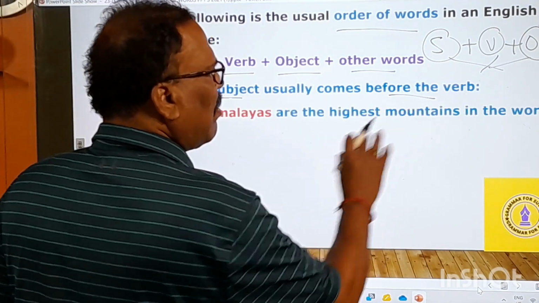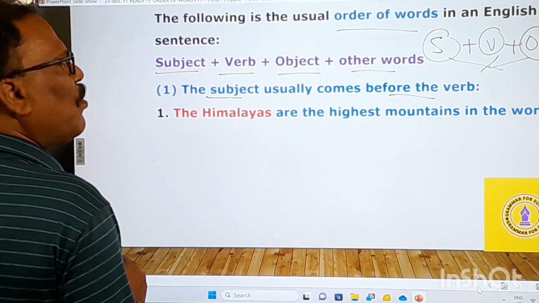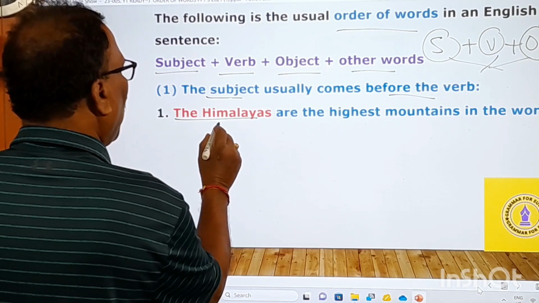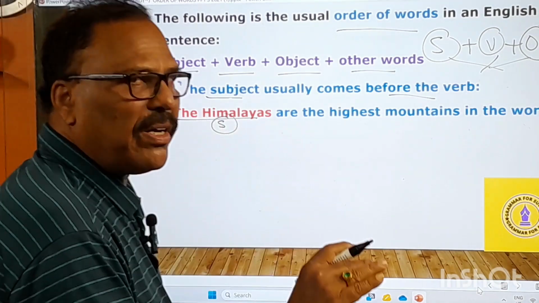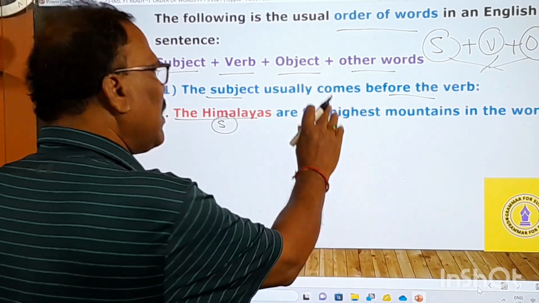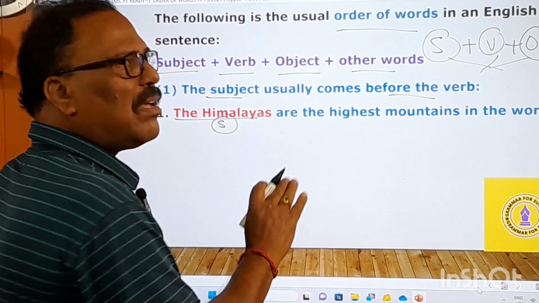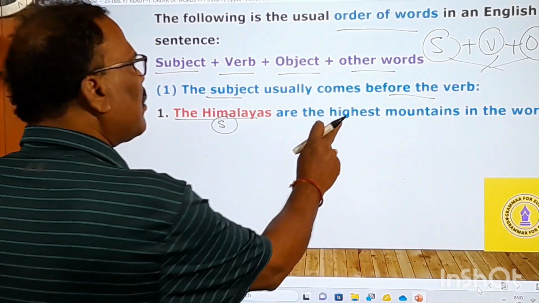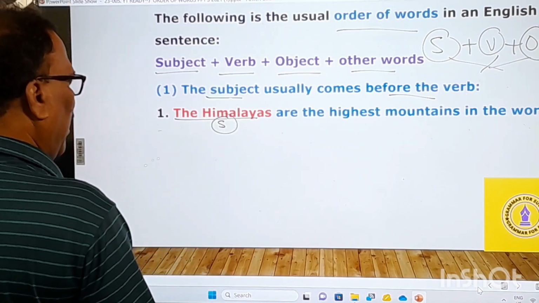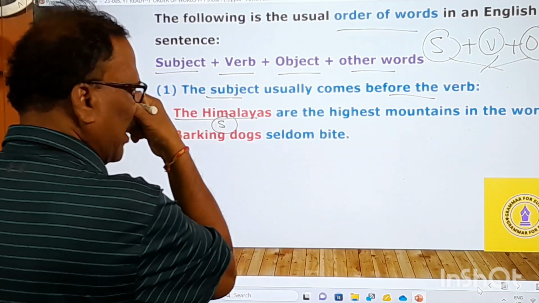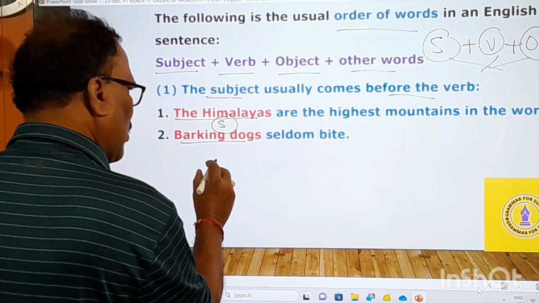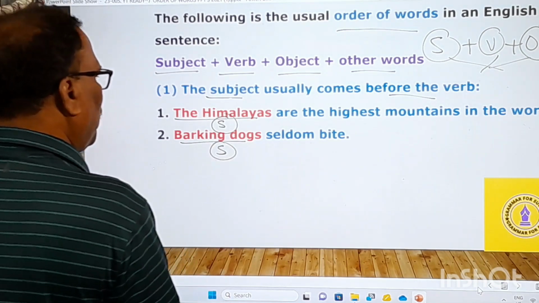The Himalayas are the highest mountains in the world. What are we talking about in this sentence? We are talking about the Himalayas. This is the subject part. Whatever we talk about, whoever we talk about in the sentence, that itself is the subject part. Next, barking dogs seldom bite. What are we talking about in this sentence? We are talking about the barking dogs. So this is the subject.